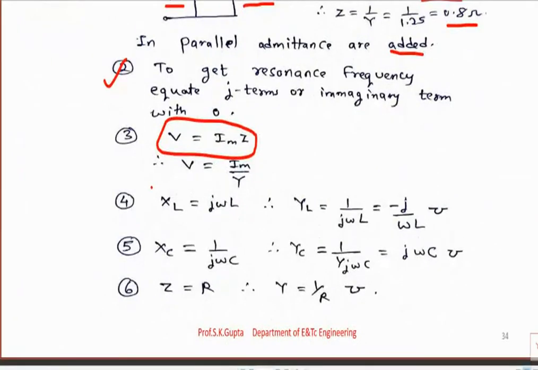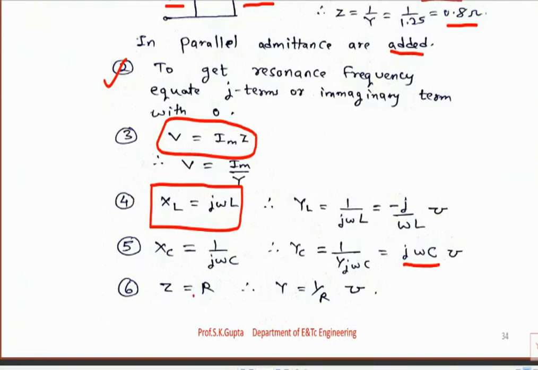Then we know that inductive impedance is XL equal to J omega L. The admittance for inductance is 1 upon J omega L, that means minus J upon omega L mho. Then capacitive impedance is XC equal to 1 upon J omega C. So admittance is Y of C equal to 1 upon XC, that means 1 divided by 1 upon J omega C, so it becomes J omega C. So the admittance for a capacitor is J omega C mho.